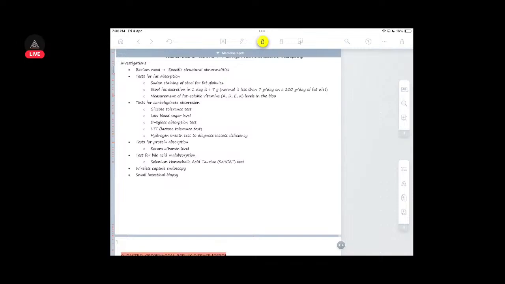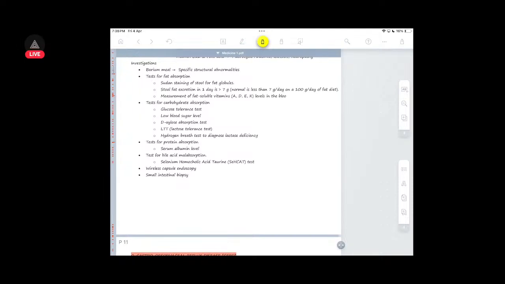So as far as investigations go, you can do a barium meal. It'll rule out any specific structural abnormalities, and you can test for fat absorption. Sudan staining of the stool for fat globules can be done. Fat excretion in one day is more than 7 grams, normally it's less than 7 grams on a 100 grams a day fat diet. And for measurement of fat-soluble vitamins, you have A, D, E, and K levels in the blood. You can measure them.